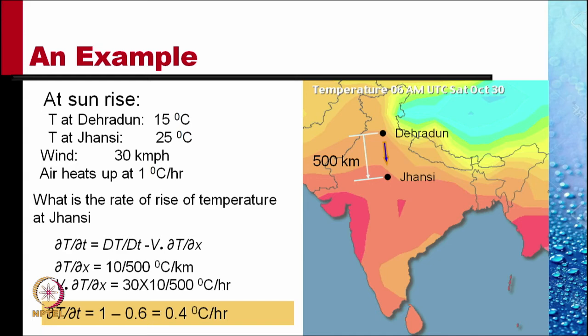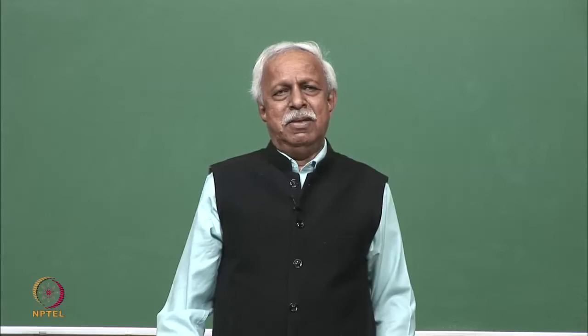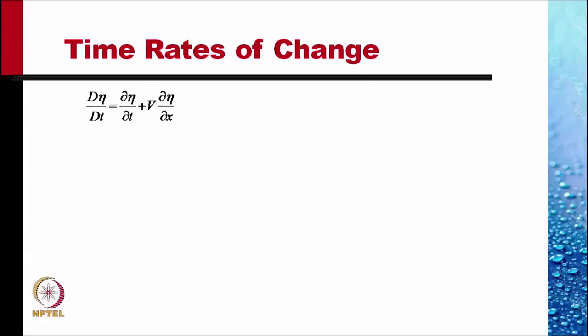So even though each particle of air is heating up at the rate of 1 degree Celsius per hour, the local rate of change felt by the resident of Jhansi is only 0.4 degrees Celsius per hour, because the cooler air is moving in from Dehradun. This is from the property eta that we wrote, this relation.